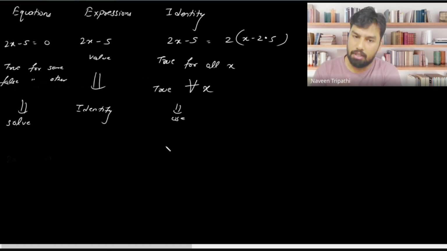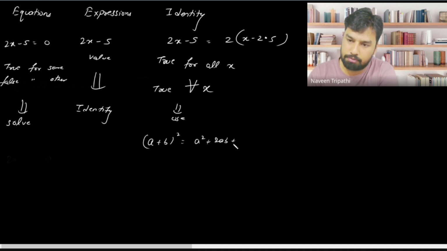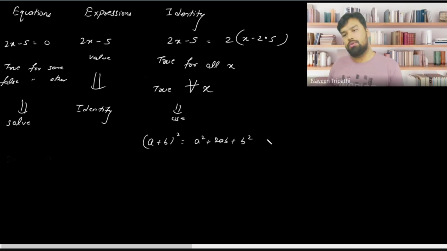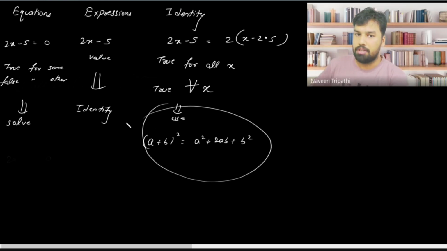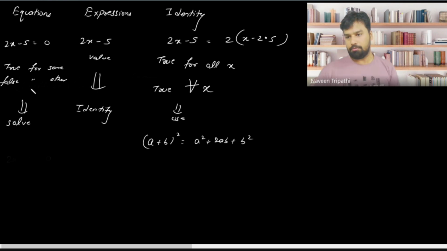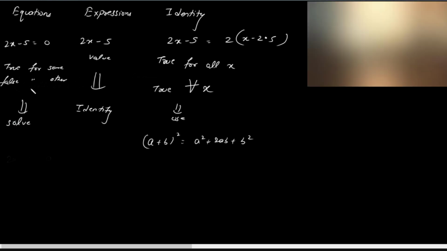What do I mean by that? You might have studied this popular identity: (a plus b) whole square is equal to a square plus 2ab plus b square. It's an identity. It is true for all a and b, which is why we use it. Here we identify and here we solve. I hope you have understood. This part is clear, right?